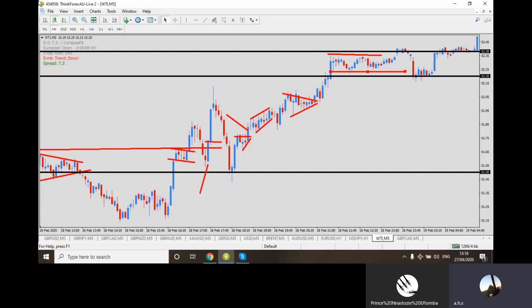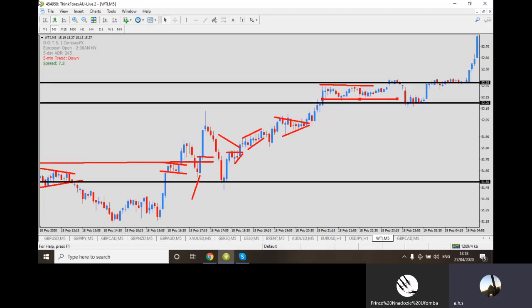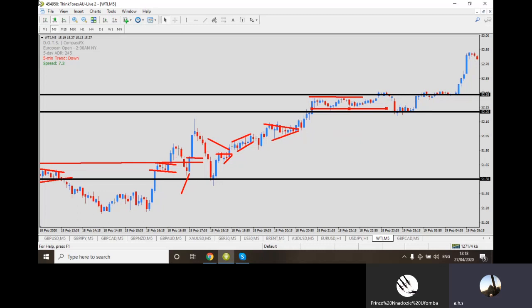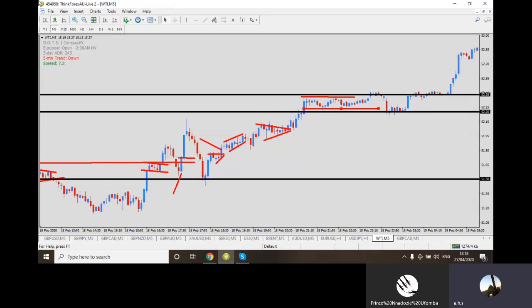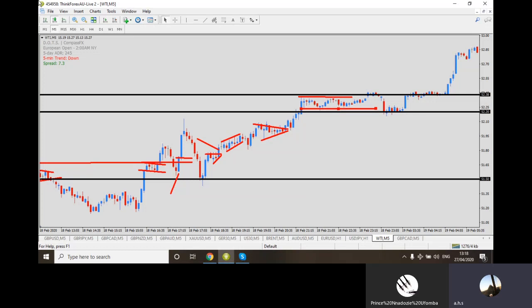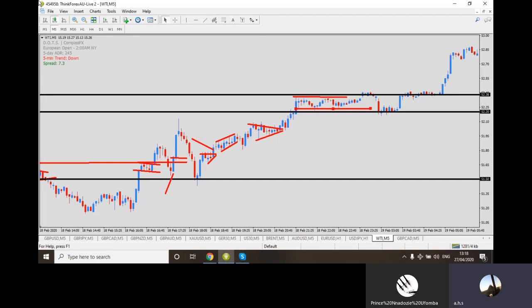That's a nice bull candle. Another nice bull candle. Another nice bull candle. We've missed the move. That's okay. That was the first momentum big candle.